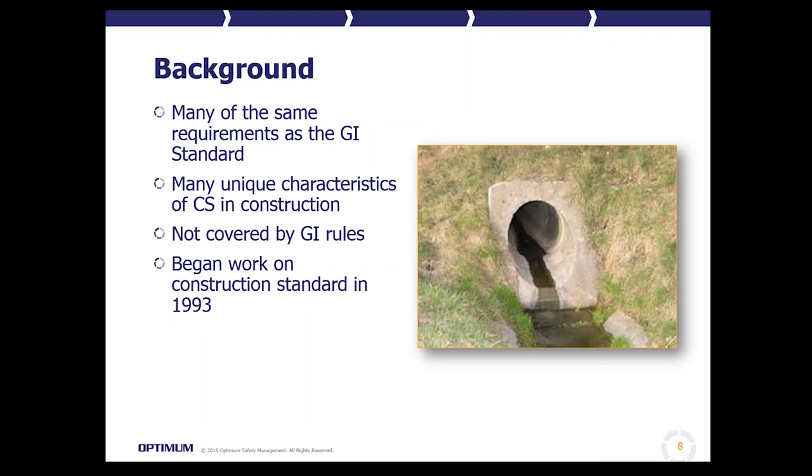So we want to look at how that compares to the general industry standard, because that, in fact, has been in play for years and years. And so finally, the construction arena is catching up with the general industry standard. The problem with construction is there are so many unique characteristics in construction as opposed to the general industry arena. So they couldn't just say, let's just follow all the same rules that we have in general industry in the construction arena, because they just don't work. There are a lot of rules in general industry that don't cover specific things that happen in construction. So that's why we had to have a new standard.